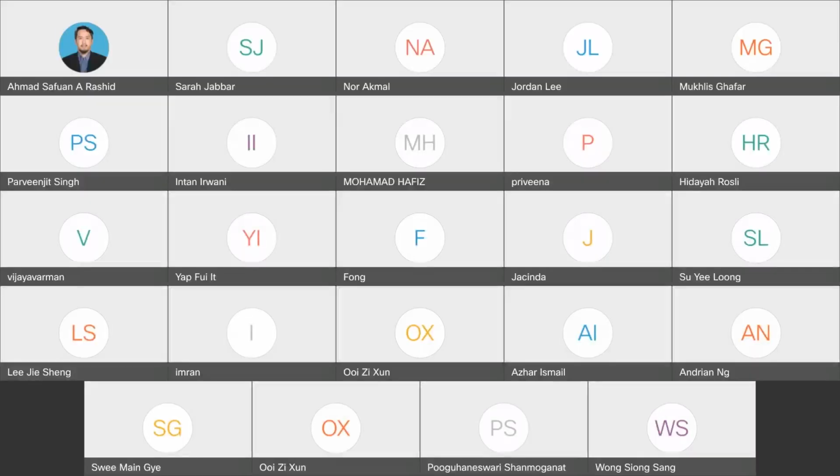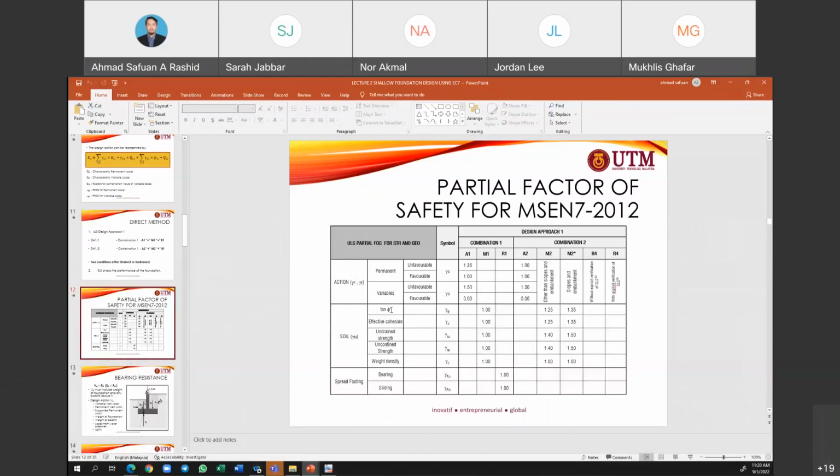So for the soil, for the phi value, actually it is not a straightforward phi value. There is a tangent there. So in order to get the phi value to be used for determining Nc, N gamma and Nq, we need to apply the arctangent. So tangent phi divided by 1, then arctangent to get the phi value.